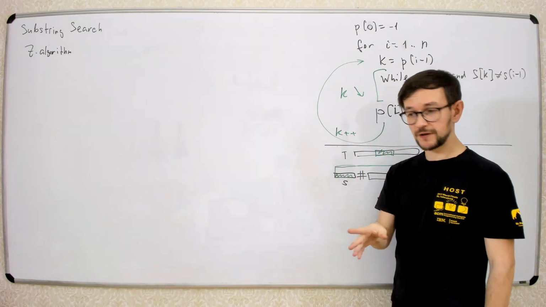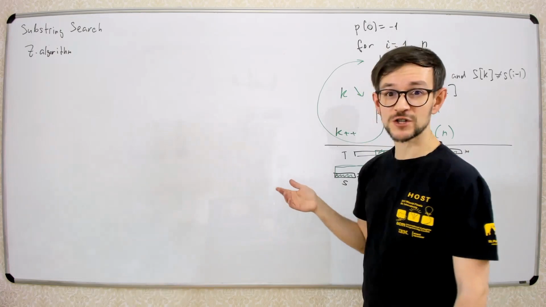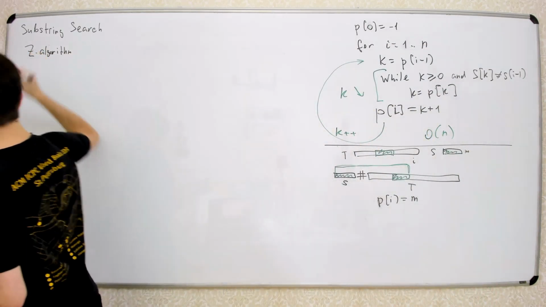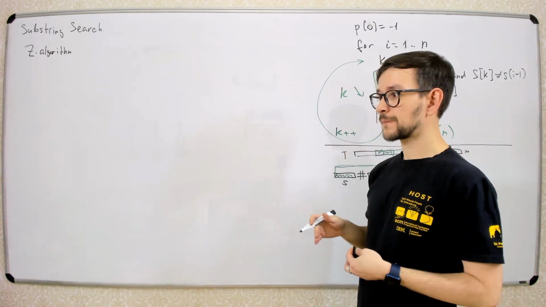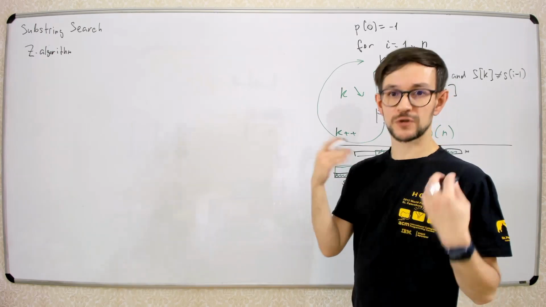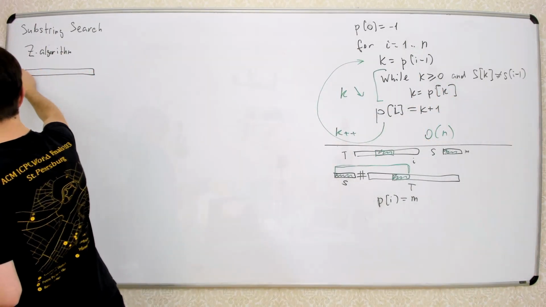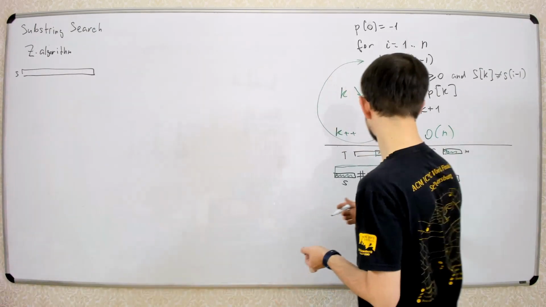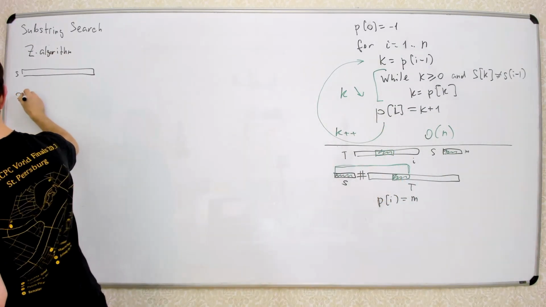So what is the Z algorithm? A very strange name for the algorithm, but you're given some string S. What you want to do is calculate array Z, which is kind of the same as array P, but slightly different.